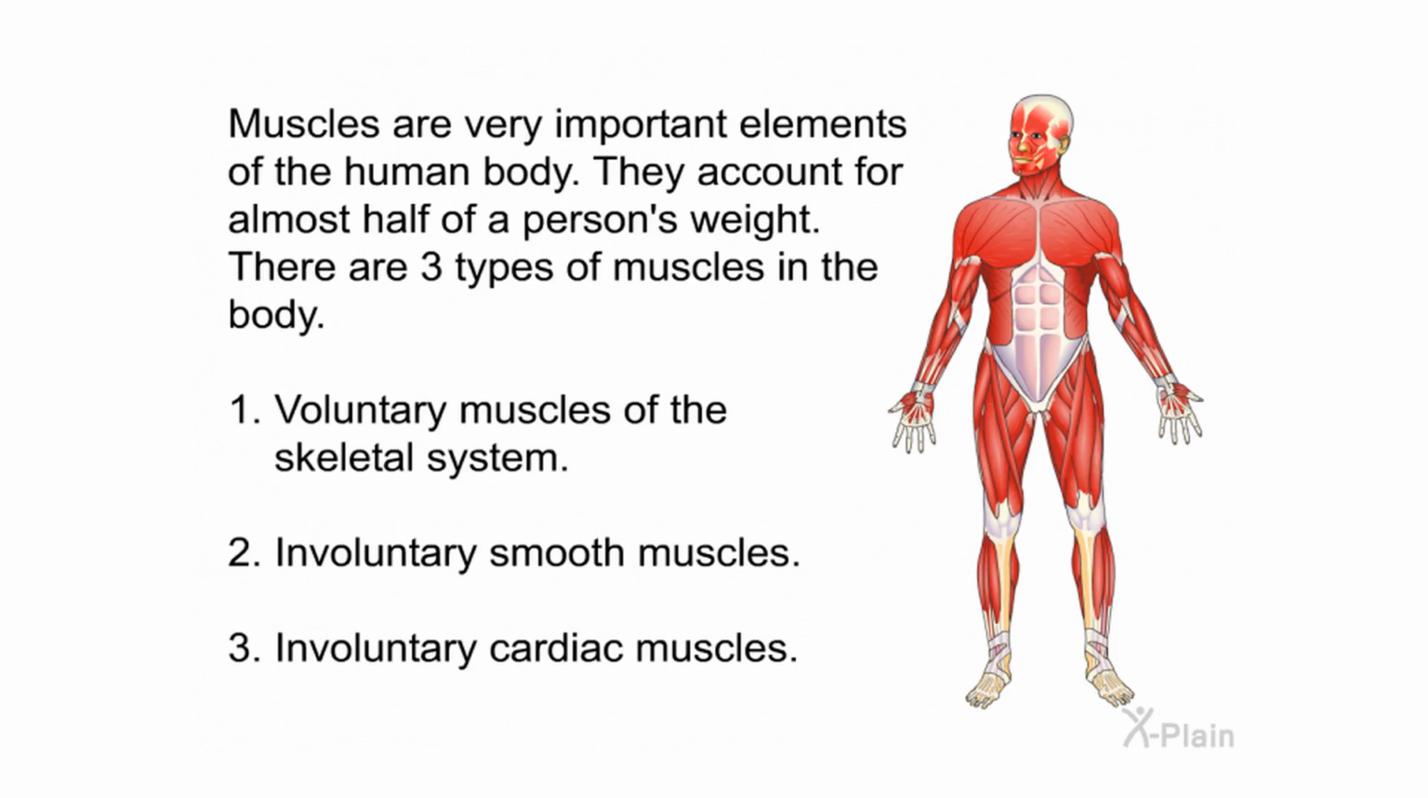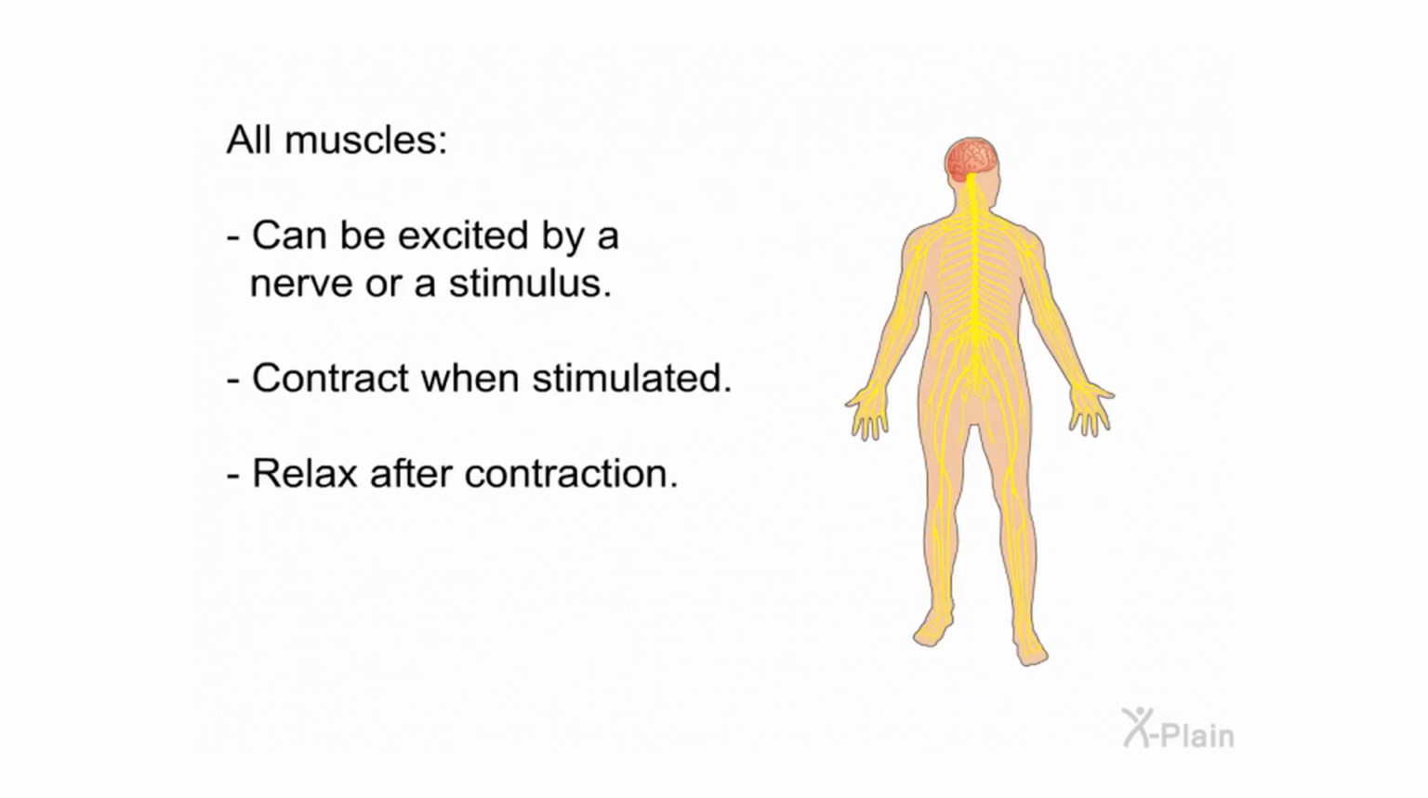Summary. Muscles are very important elements of the human body. They account for almost half of a person's weight. There are 3 types of muscles in the body: 1. Voluntary muscles of the skeletal system. 2. Involuntary smooth muscles. 3. Involuntary cardiac muscles. All muscles can be excited by a nerve or a stimulus, contract when stimulated, and relax after contraction.